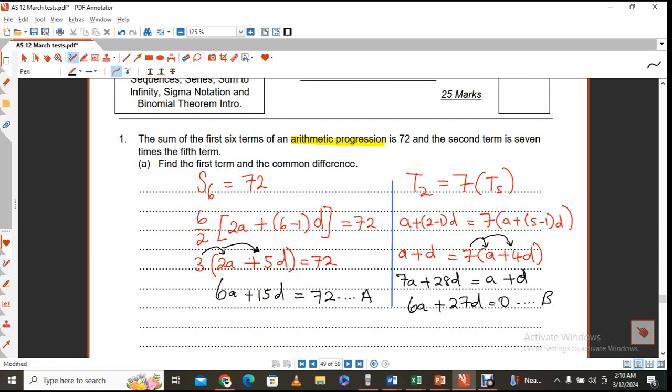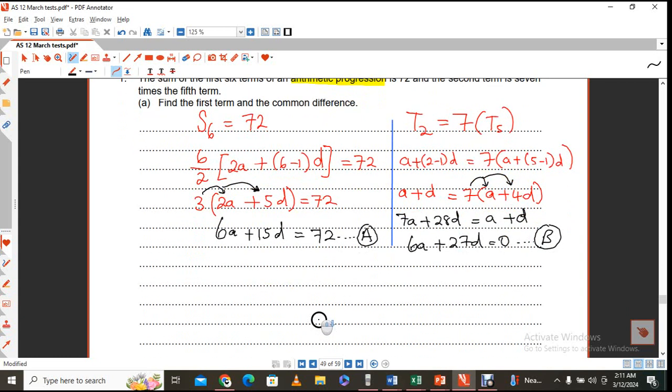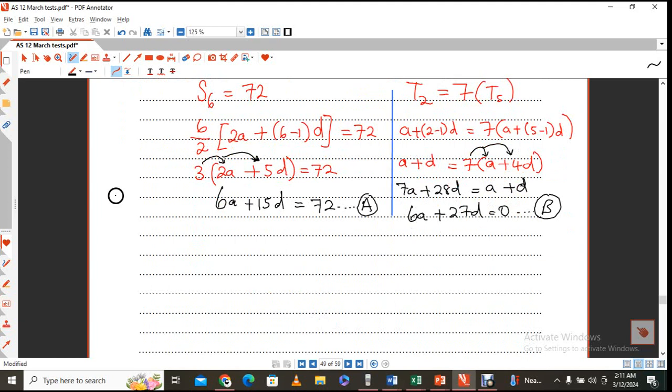So I have got two equations here, and I'm going to solve these two equations simultaneously. Can you see the reason why I didn't divide the 3 into 72? I was looking at the 6a's here because I can eliminate by simply subtracting the two equations from each other. So I'll say equation A minus equation B. So I'm going to have 6a plus 15d, which is 72, and I'm going to subtract 6a plus 27d, which is equal to naught.